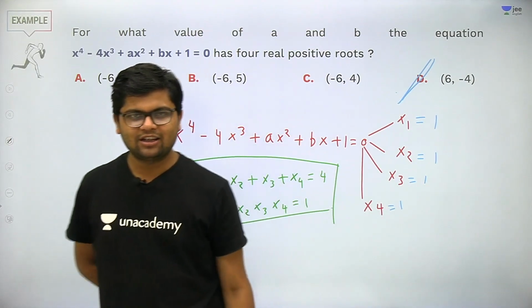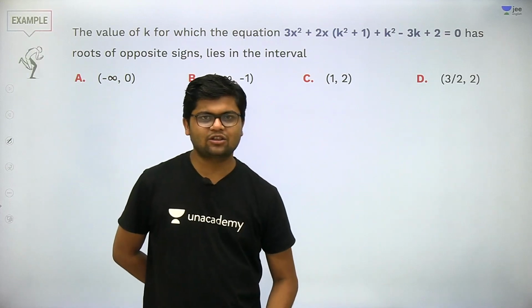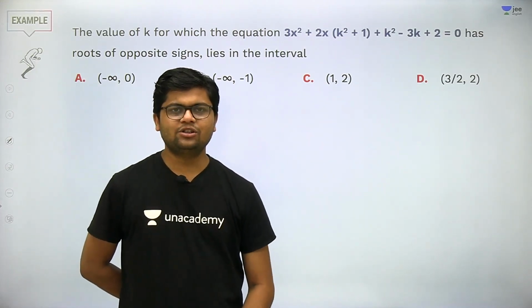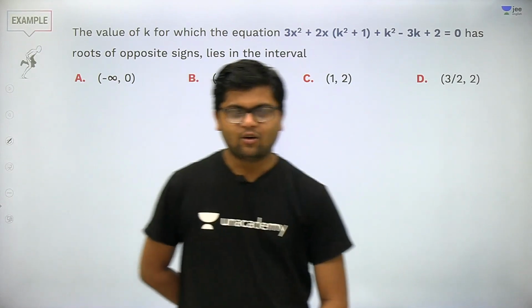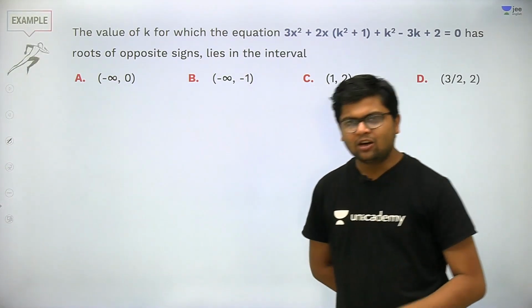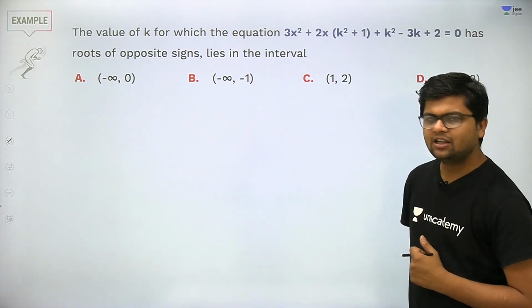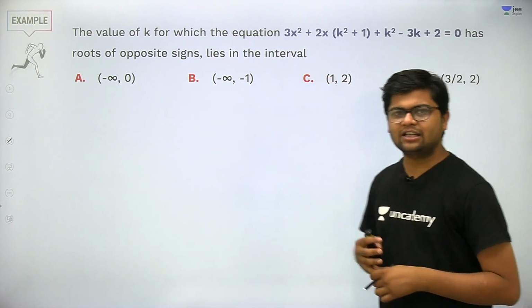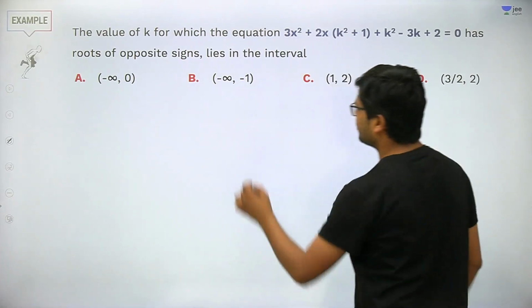Getting my point? Wonderful students, wonderful. So the next question: the value of k for which this equation has roots of opposite sign. Roots of opposite sign means one root is positive and one root is negative. That is the condition. And this is a quadratic that is facing upward, because a is positive. So let me just draw the graph.